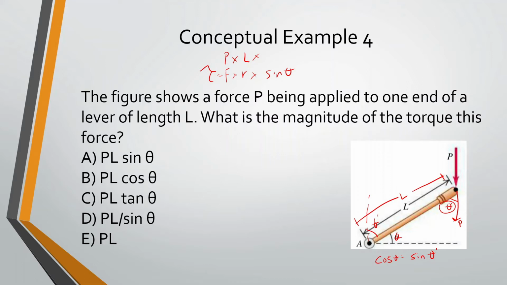So what we can say is, we don't know what this theta is, but we can say that this sine here, sine theta prime, is equal to cosine theta. And then this is our answer right here: P times L times cosine of theta. That might have been a little bit tricky, especially if you don't remember that math as well from your geometry class. But that's how we do that problem.